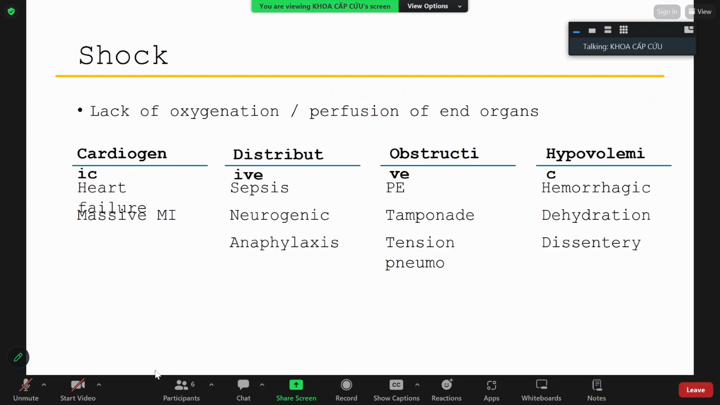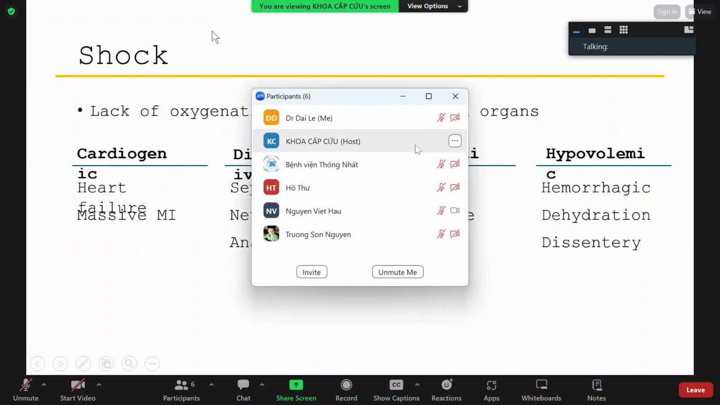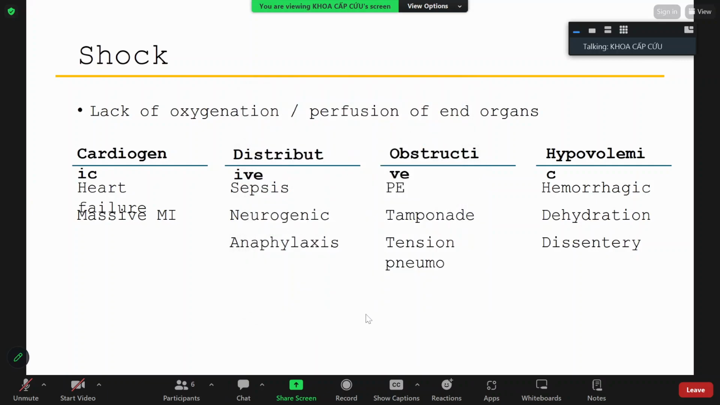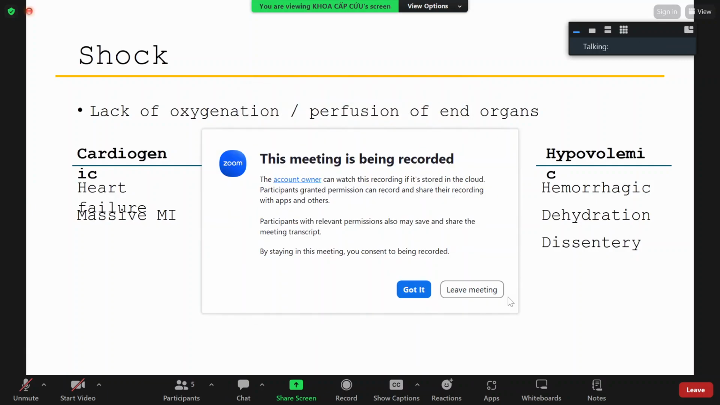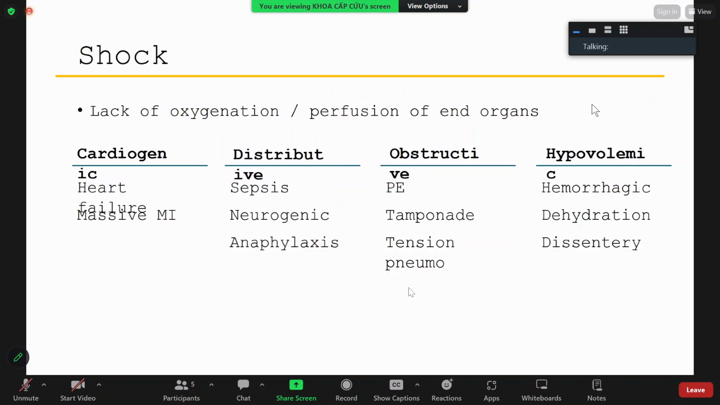Oh, for sure. Yeah, that sounds great. I'm not sure how to get that thing out of the way. Recording in progress. That's perfect.